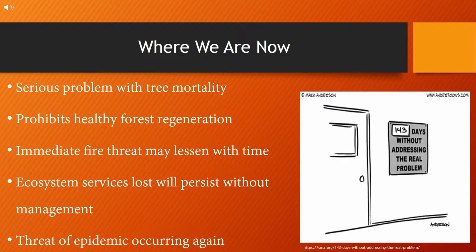So, we now have a serious problem with tree mortality. Standing dead prohibits healthy forest regeneration, and an immediate fire threat exists. However, it may lessen with time as the dead needles within the canopy fall to the forest floor. But the ecosystem services lost will persist without management, and there is a threat of the epidemic occurring again when large, even-aged stands replace those that have died off.